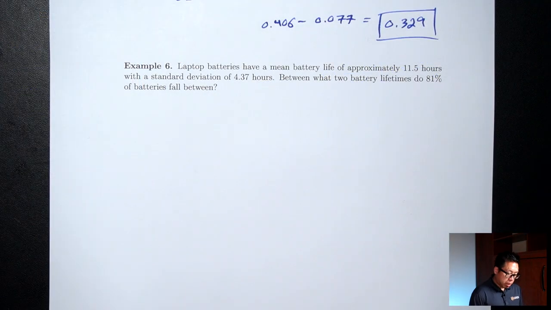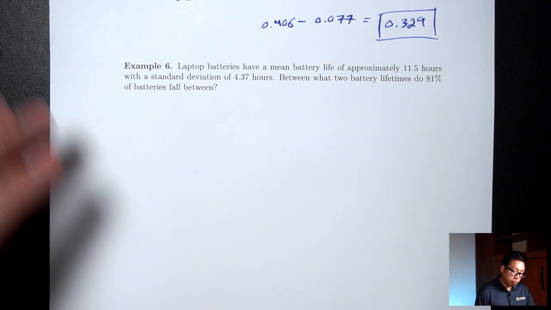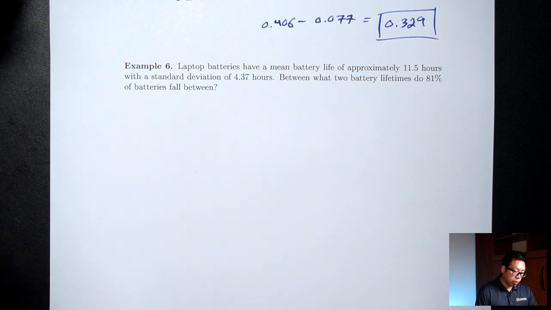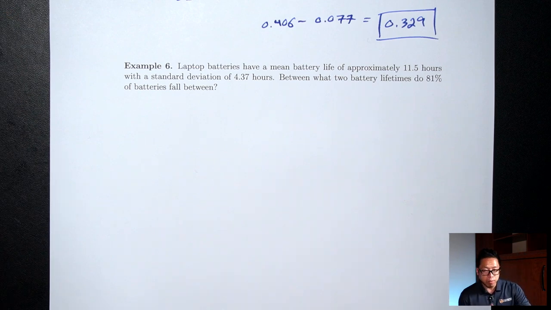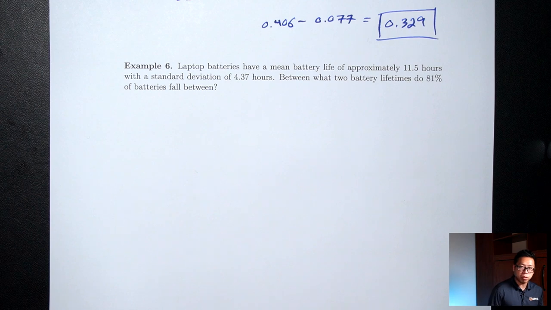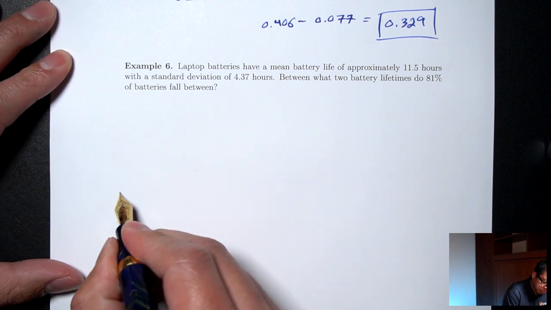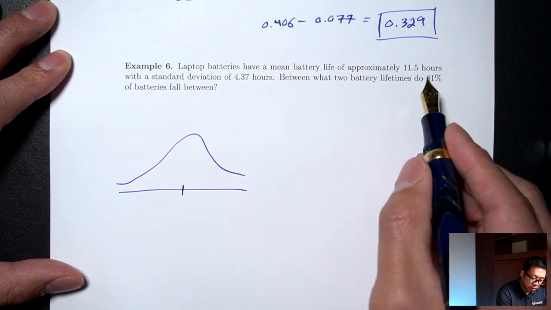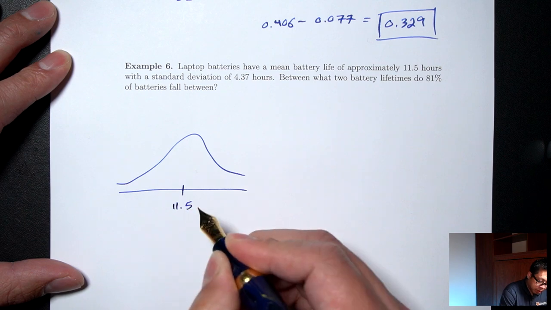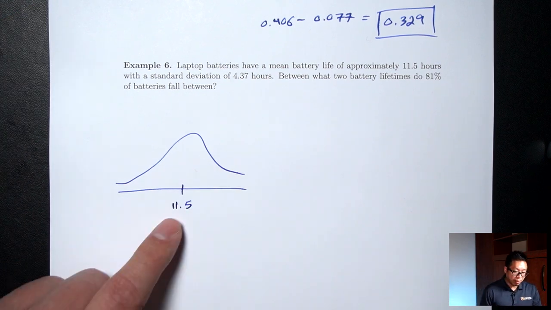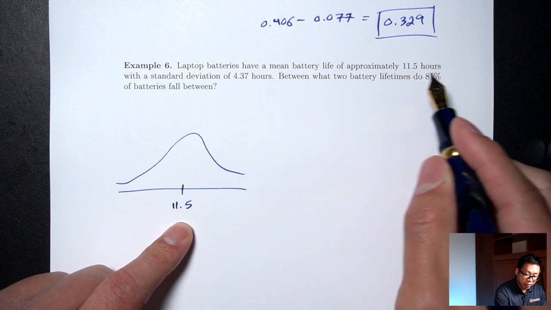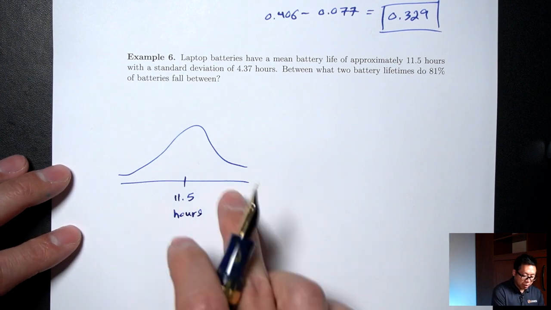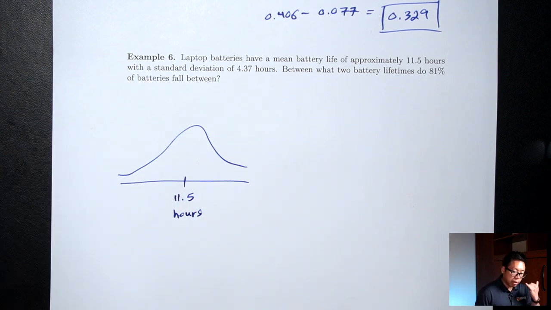Example six. Laptop batteries have a mean battery life of approximately 11.5 hours with standard deviation 4.37 hours. Between what two lifetimes do 81% of batteries fall between? First thing I always do, draw the normal distribution picture, put the mean in the middle. Our mean here is 11.5. And then I always label the x-axis for what this 11.5 means. So this 11.5 is 11.5 hours. Anytime I see hours, I know it's going to be an x. Hours here is the battery life.